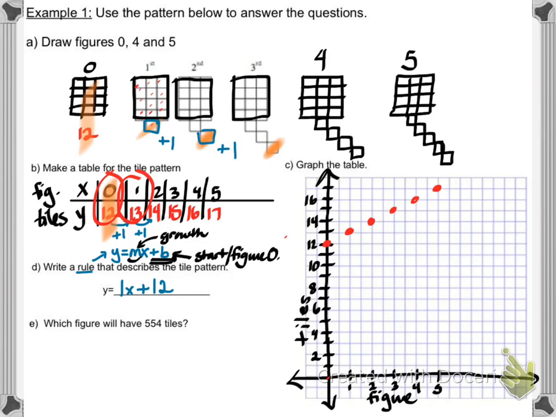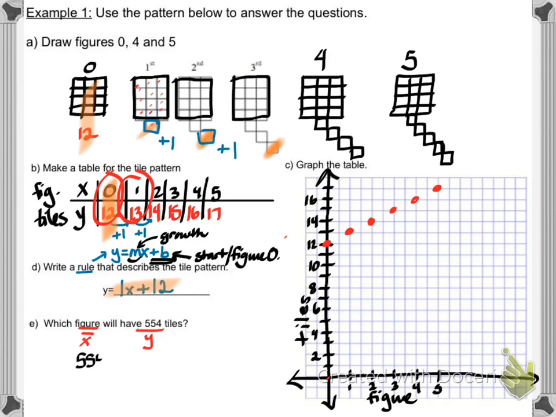The last question says, which figure will have 554 tiles? What we need to remember is x and y. X is the figure number, y is the number of tiles. So in this question, it's asking for x when y is 554. Gosh, that's a big number. I do not want to make a table. I don't want to make a graph, nor do I want to draw a picture of how big this figure would be. I want to use the rule.